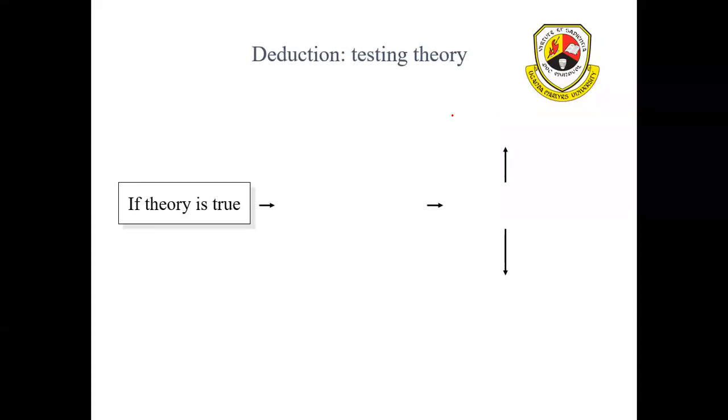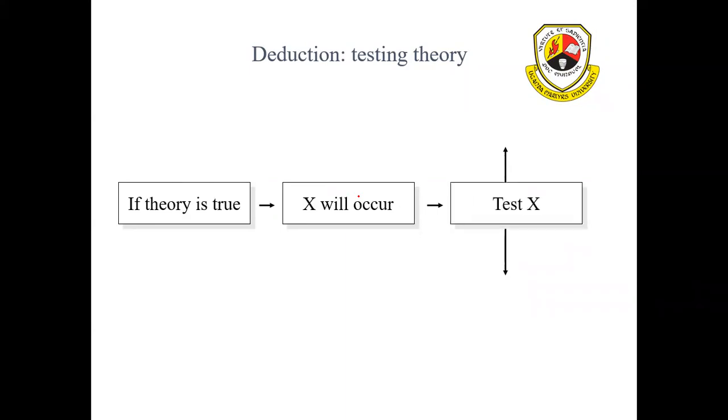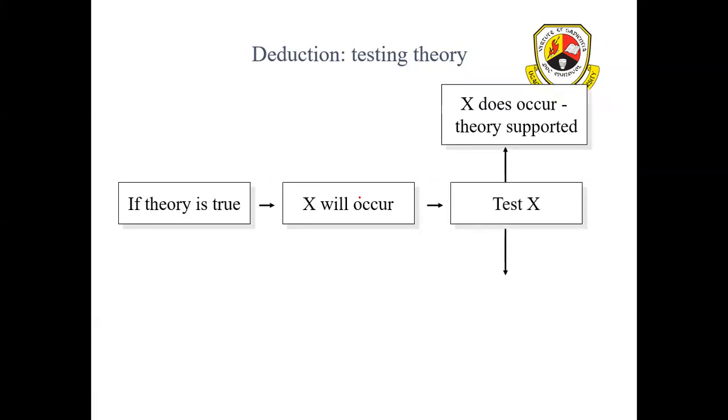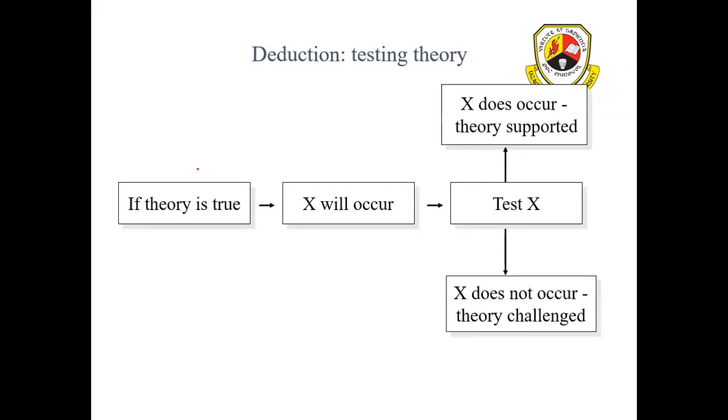Essentially, when you have the deductive approach, you're trying to test if the theory is true or not. The theory may say, if this thing happens, then X will occur. You'll test X, and if X does occur, then that means the theory is true. If X does not occur, then the theory can be challenged.